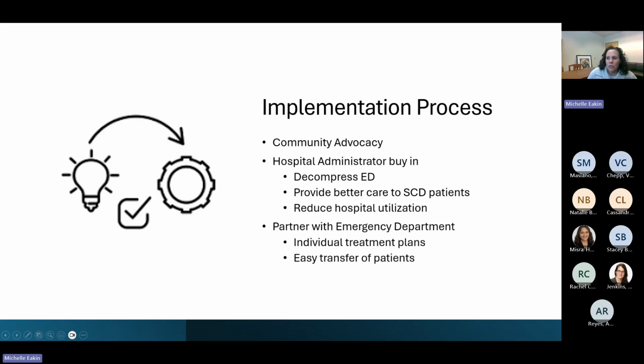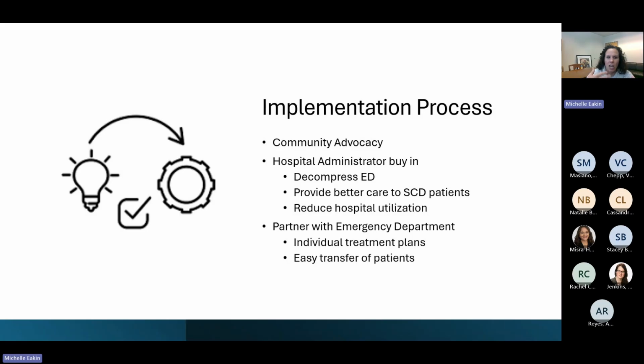And then we also noted that it was important as we did this to have a good partnership with our ED. In order to get the infusion centers to work, we needed patients to sometimes be transferred from the ED to the infusion center, or likewise from the infusion center to the ED. The ED was very welcoming of this because it really helped decompress their patient volume. So the patients in need were able to be seen in the infusion center instead of in the ED. And they really liked what we developed, these individualized treatment plans where they knew what medications this patient should get to help manage their pain.